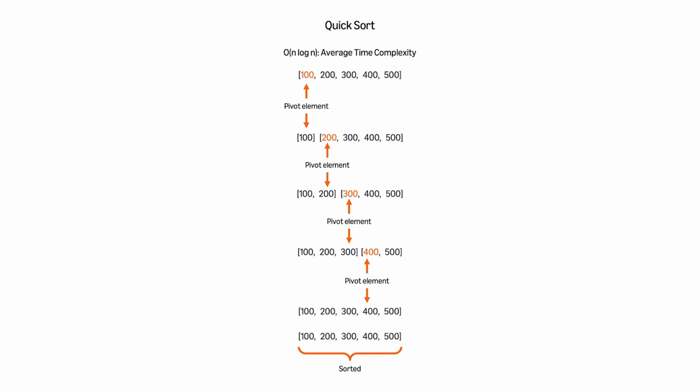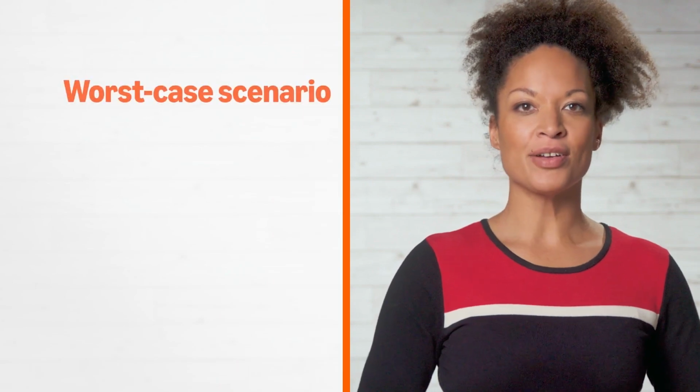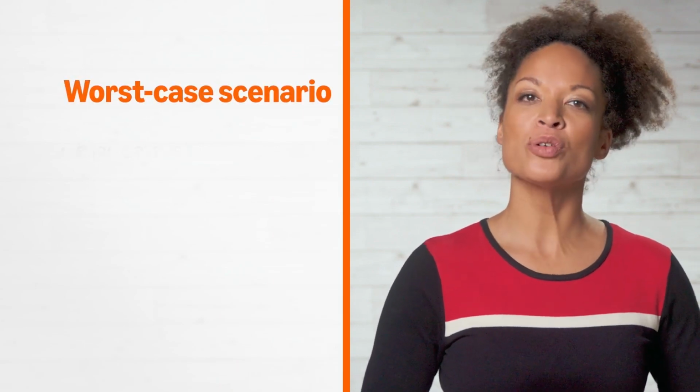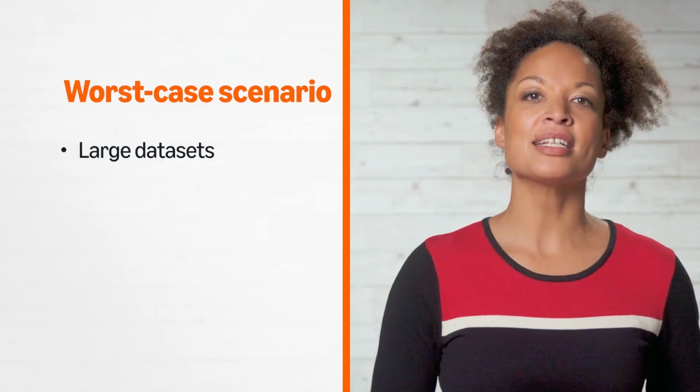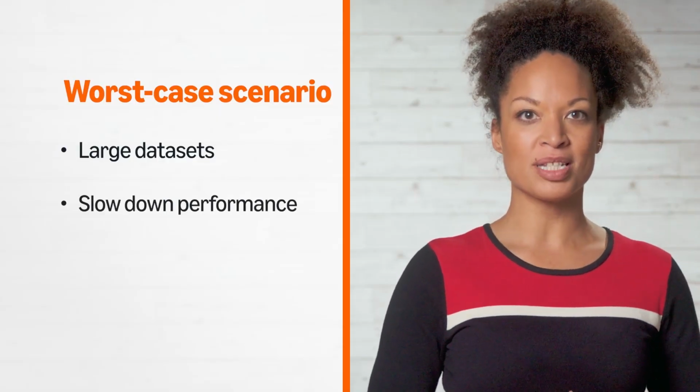Quicksort's worst-case time complexity occurs when the partitioning is highly unbalanced. This occurs when the chosen pivot consistently results in one subarray containing only one element and the other containing the remaining n-1 elements. In this situation, the algorithm performs O of n partitioning operations n times, leading to an O of n squared time complexity. This worst-case scenario is especially problematic when sorting large datasets, as it can significantly slow down performance.